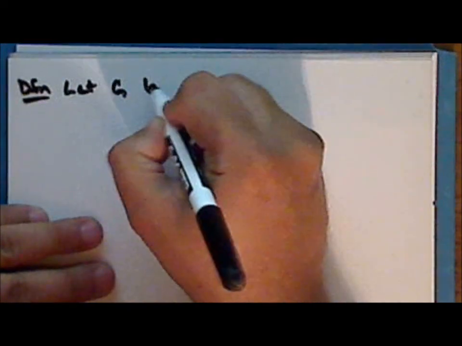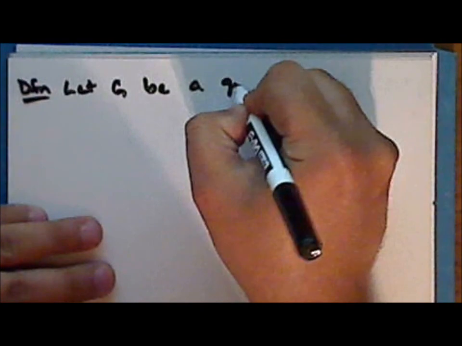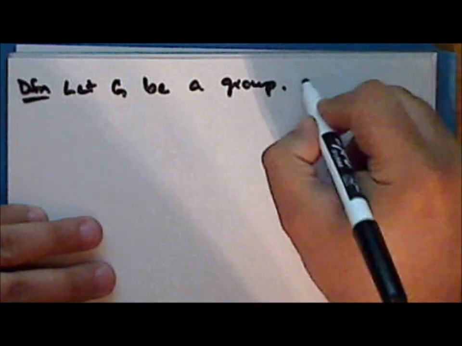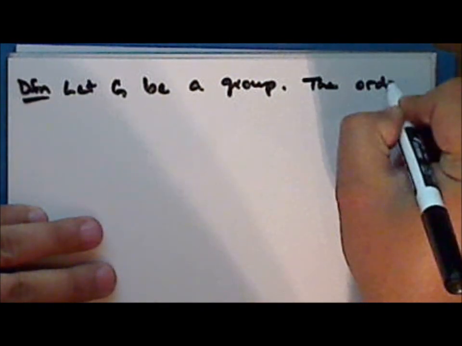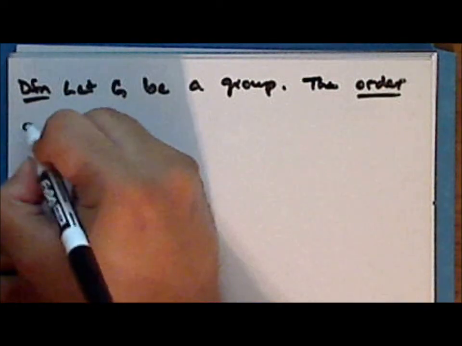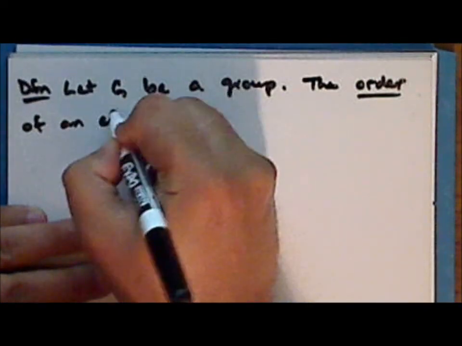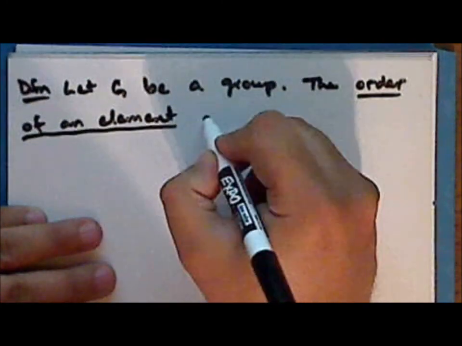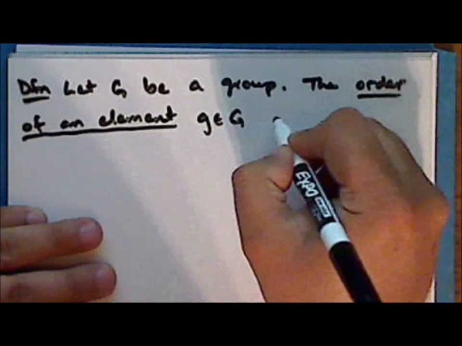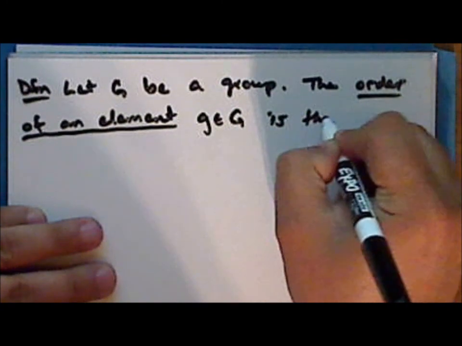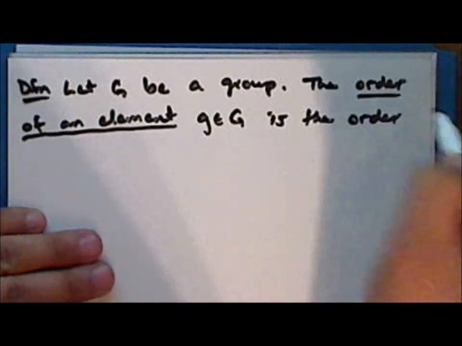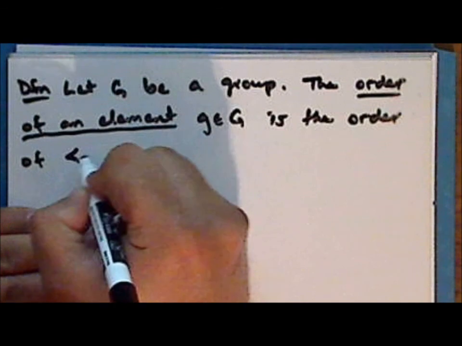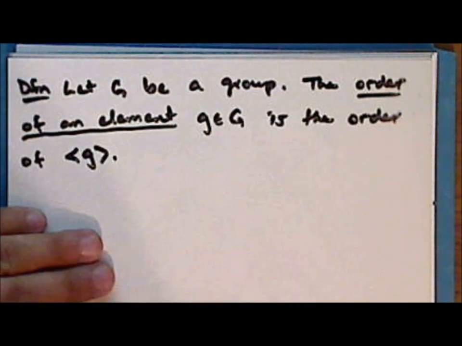So, new definition. Let G be a group. The order of an element g in the group is the order of the cyclic subgroup generated by that element.